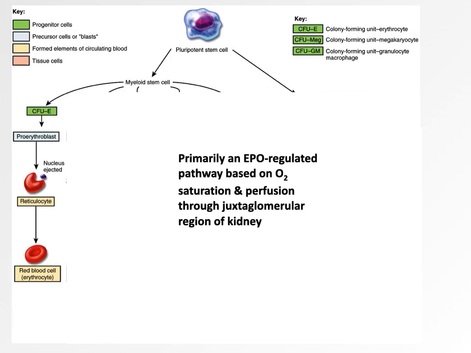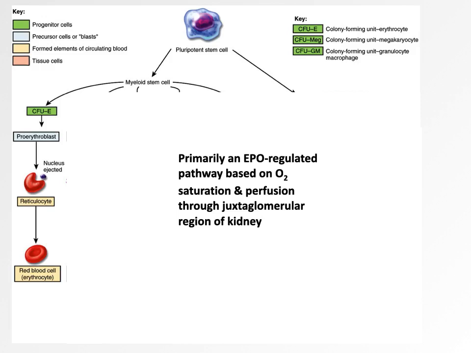So if we look at the pathway for development, we have the pluripotent cell. This pluripotent cell, under EPO regulation, converts to a myeloid stem cell. As EPO continues to be experienced, that myeloid stem cell will become a CFUE, where CFU is known as the colony forming unit, which is basically a collection of soon-to-be erythrocytes clustered all together.